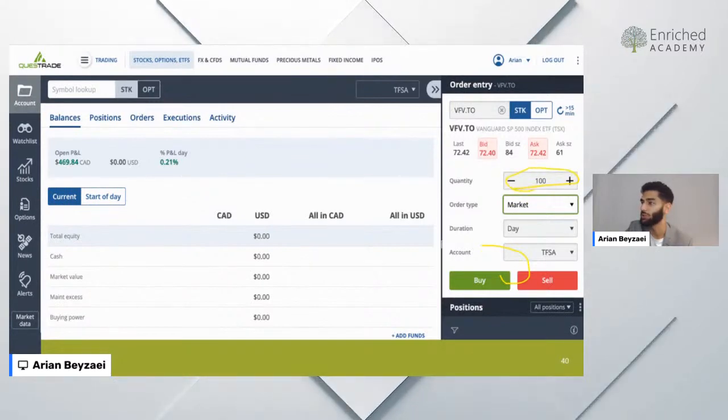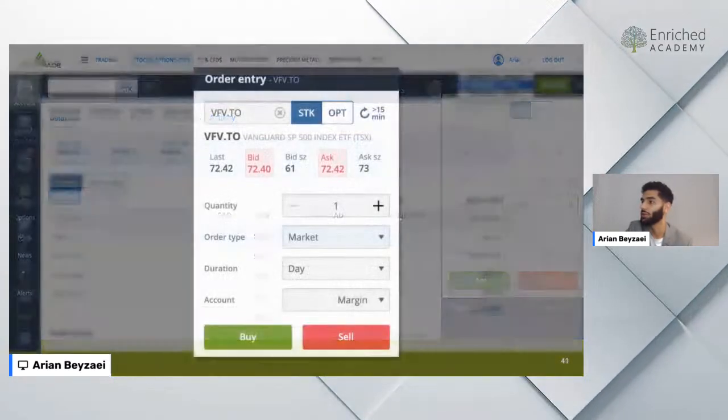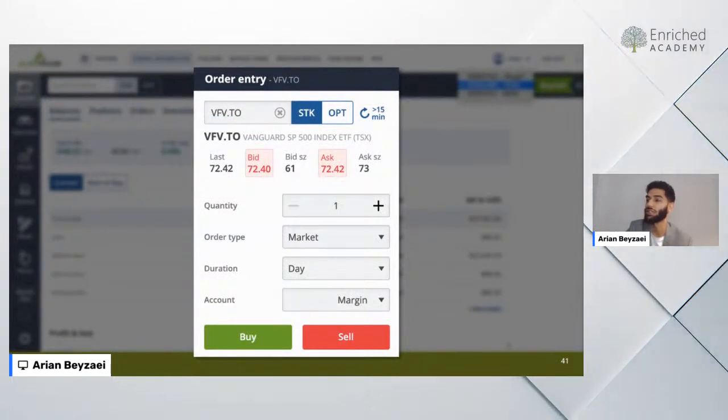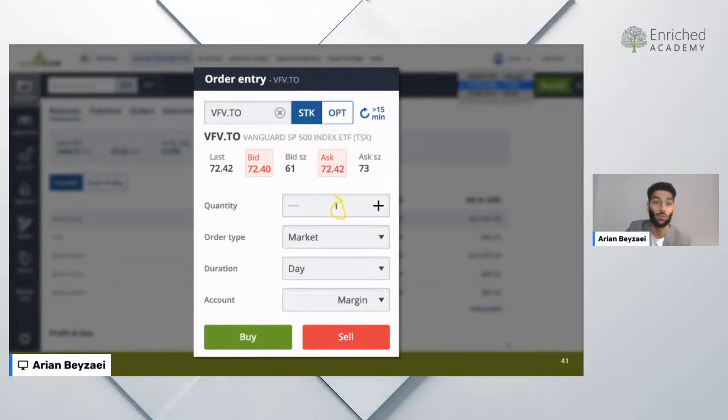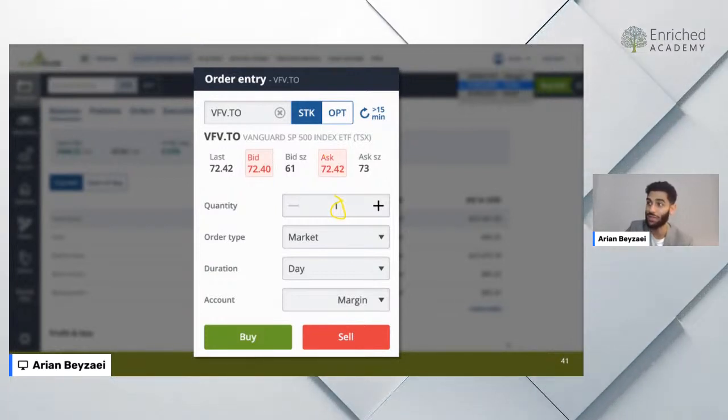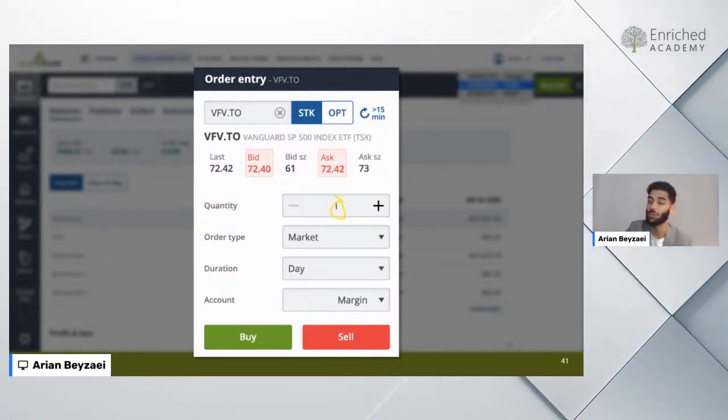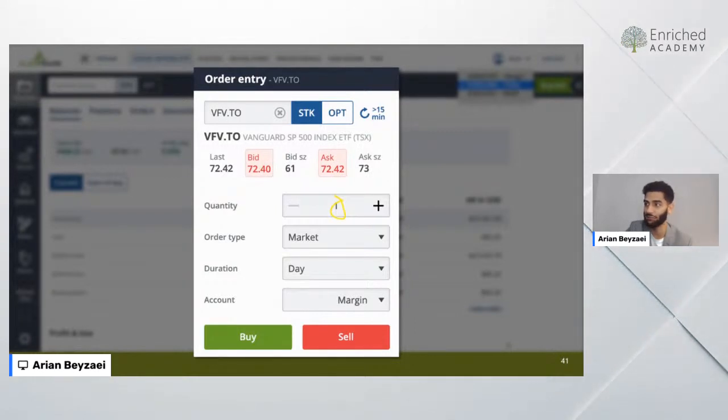Okay, great. You want to buy 100? This is what it looks like zoomed in. In this case, I want to buy one. Bid and ask. So what does that mean? The ask is how much, if you want to buy it, that's how much you're going to have to buy it for. The bid, if you want to sell, that's how much you're going to have to sell it for. Quantity, how many do you want to buy? Order type, you want to keep it market. You can also do a limit.